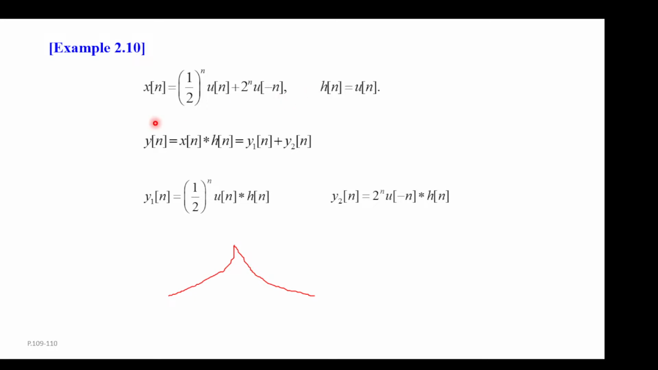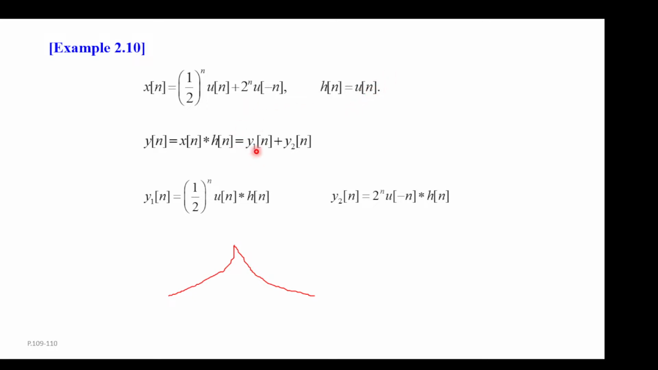So, for example, our x of n is equal to an exponential decaying part plus an exponential growing part. So we have (1/2)^n u[n] plus 2^n u[-n]. Okay, we have these two parts. And then we want to convolute it with our h of n equal to u of n. Then we found out that x is the summation of two parts, so the output is also the summation of two parts. So it's the first part convoluted with h, and the second part convoluted with h. I guess in this example we can just see this by linearity, but anyway.